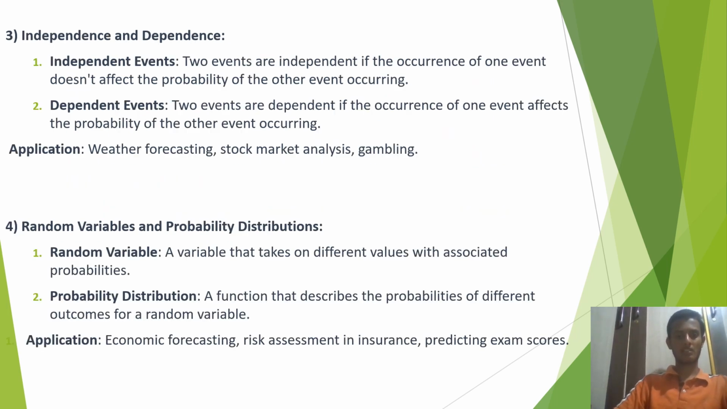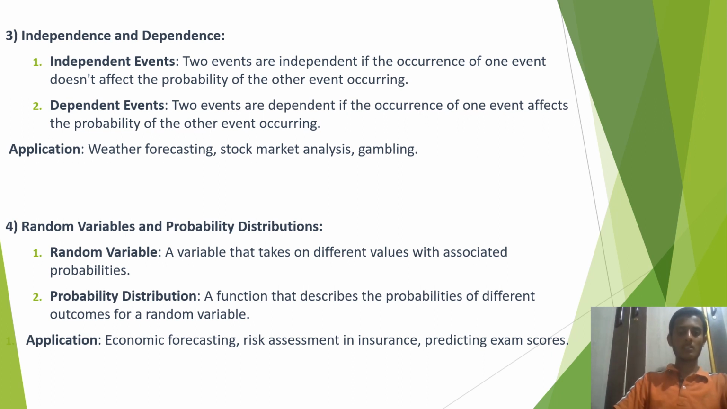Independent and dependent events. Independent events: two events are independent if the occurrence of one event doesn't affect the probability of the other event occurring. Dependent events: two events are dependent if the occurrence of one event affects the probability of the other event occurring. Applications: weather forecasting, stock market analysis, gambling.